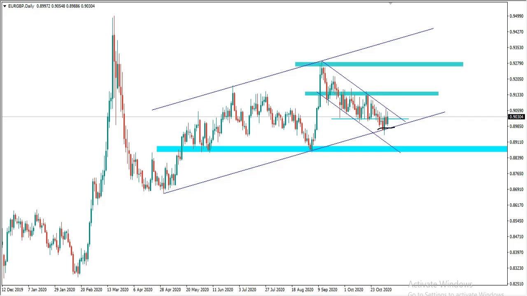And if we look at this, you see that this is more like a flag pattern. We had the impulse, and then we have the flag at this point. So with this, what we could expect is most likely the next move higher into this channel resistance. That's from the daily time frame.